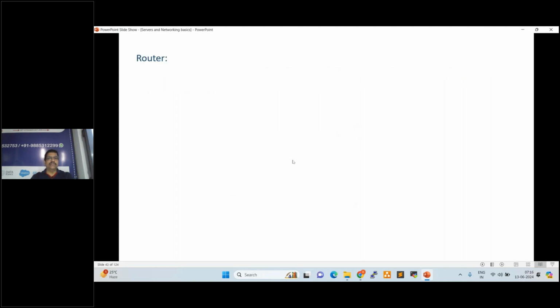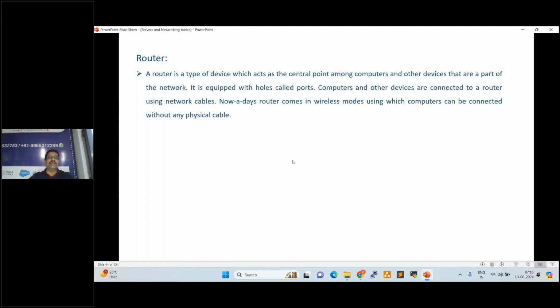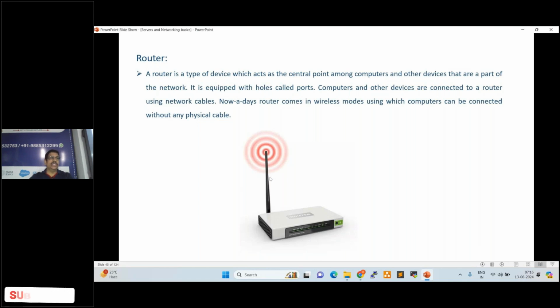Next one, router. A router is a type of device which acts as the central point among computers and other devices that are part of the network. See here, this is the network router. Currently we are using Wi-Fi routers also. Network router and internet router are both different. Currently we are using internet routers in our home, right? So with routers, without cable we can access, right?